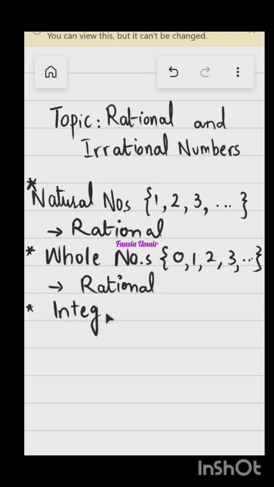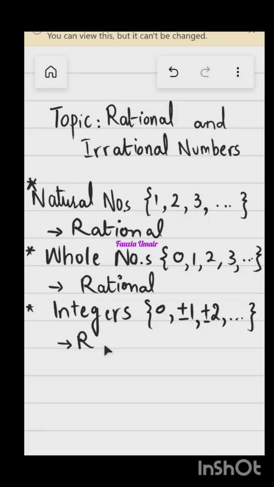Then after whole numbers, there are integers. What are integers? Manal? All kinds of numbers, positive numbers and negative numbers along with zero. Negative and positive numbers along with 0 are called integers. So integers are also rational numbers. Integers are also rational in nature.